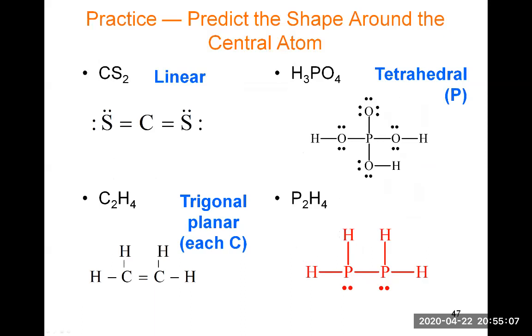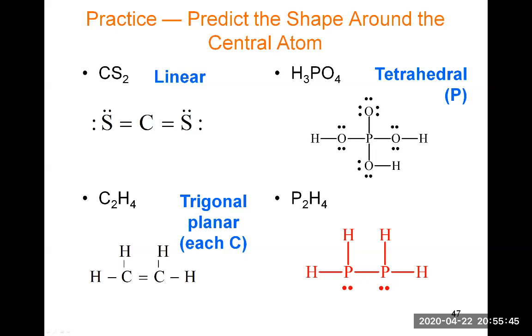P2H4 is a symmetrical molecule, and it has two central atoms, the two phosphorus there. So when you want to determine the shape around one of the phosphorus, focus on that one, and it will be the same for the other phosphorus. So if you focus on the phosphorus on the left, it's bonded to two hydrogens and one phosphorus, the other phosphorus, and it has a lone pair. So that makes 4 electron groups around that P. So now let's look at the table.